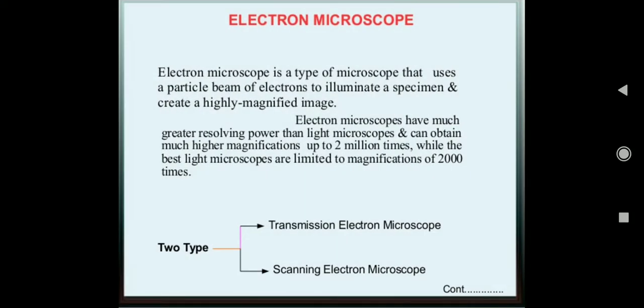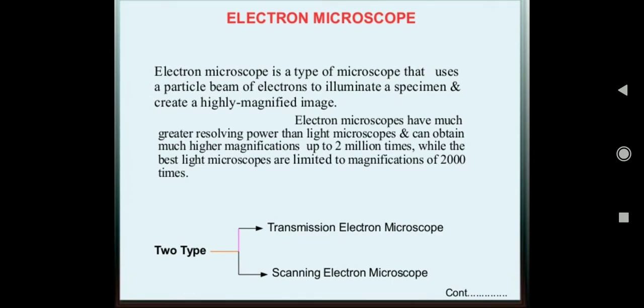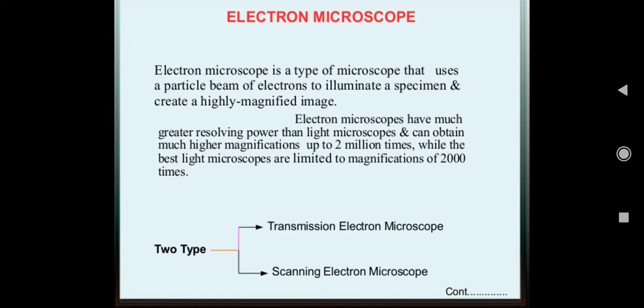Next is the electron microscope. This is the most advanced version of microscope, where the electron microscope is a type of microscope that uses a particle beam of electrons to illuminate the specimen and create a highly magnified image. Students, remember, here is the difference between this microscope and the previous one. That is the source of energy, that is electron here, whereas in the earlier one that was light.